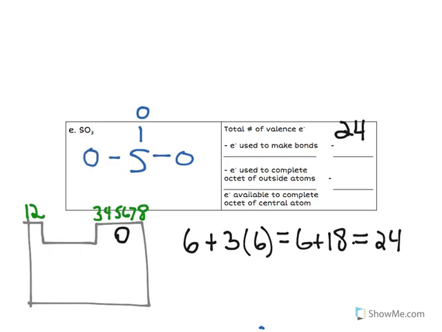Now each time I draw a line, that is a bond, and a bond consists of 2 electrons that are shared. Since I made 3 bonds, I have used 6 electrons. I need to always take into account how many electrons I use. So I just used 6 electrons, which gives me 18 left over. Now what do I do with these leftover electrons?